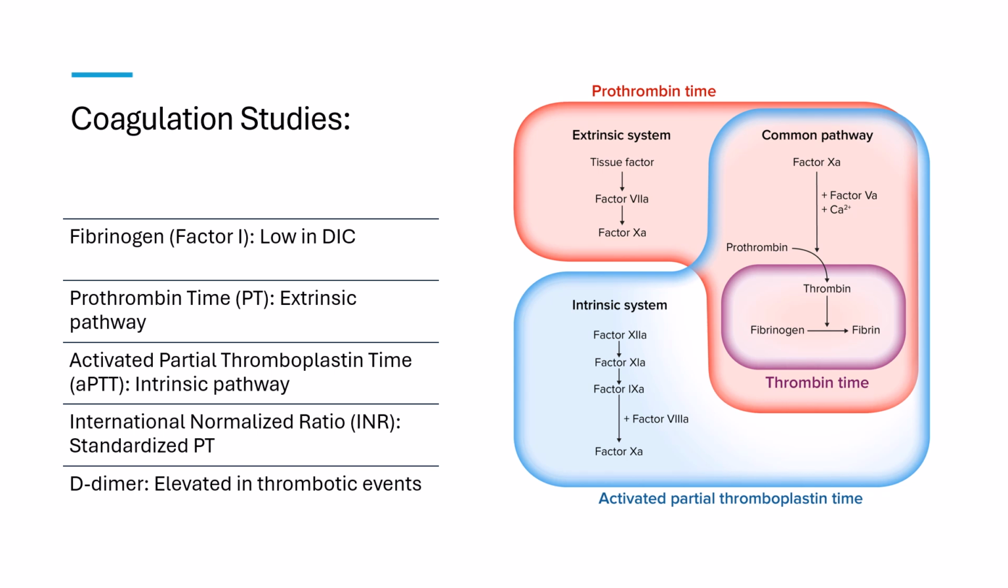A key concept for the exam is that coagulation values in neonates differ from adults. Premature infants normally have prolonged PT and APTT values compared to adults, but this doesn't necessarily indicate a bleeding disorder. The exam often tests whether you can distinguish between normal neonatal values and truly pathologic findings.